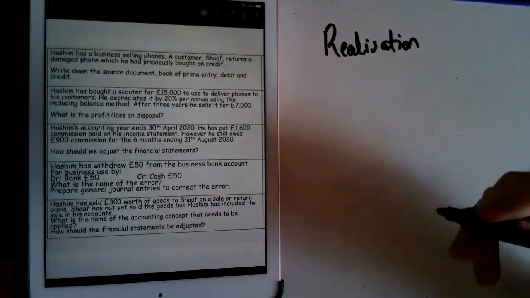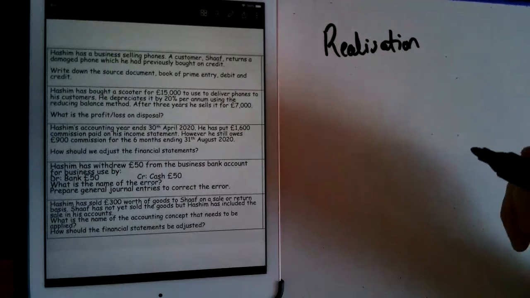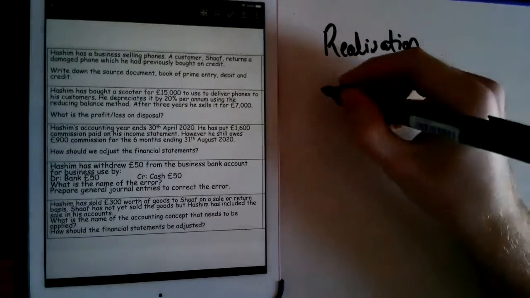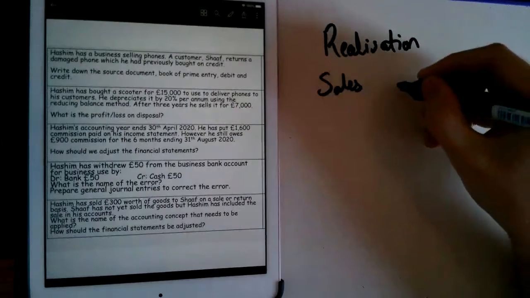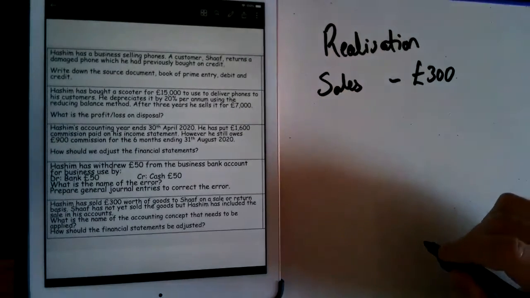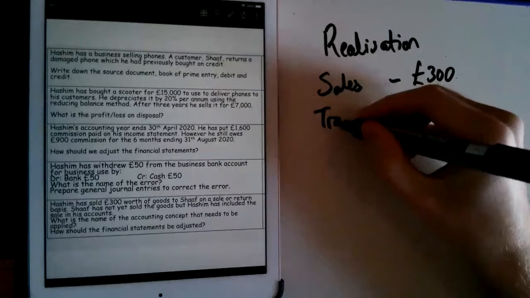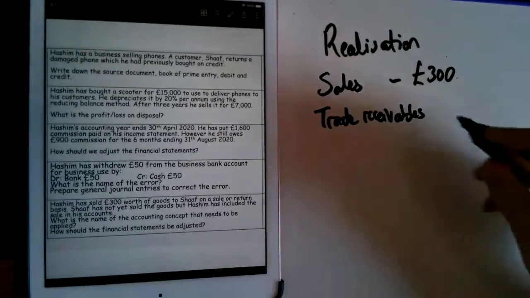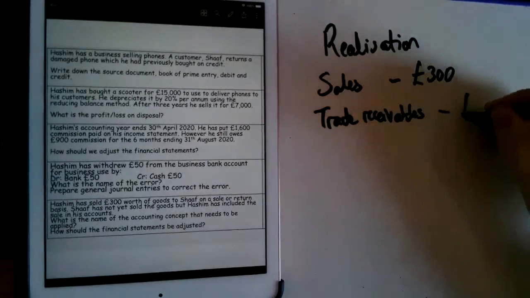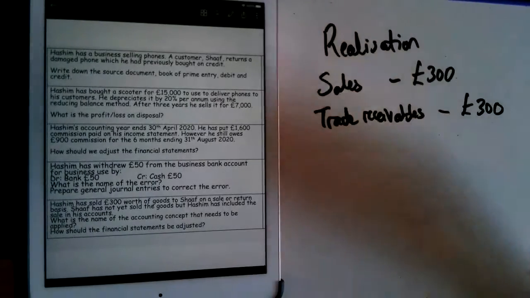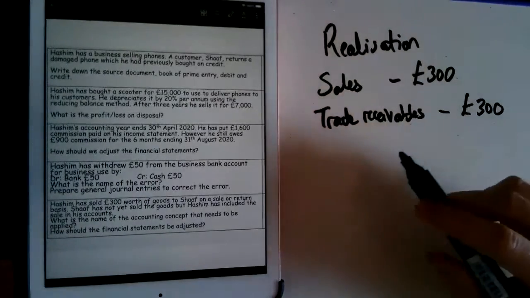How should the financial statements be adjusted? Well, he's included the sale in his accounts, so he shouldn't have. So from the sales, we have to take away £300. Trade receivables, and in particular Shaf's account, we need to take away £300 from there. So we haven't sold it to Shaf until he sells it on.